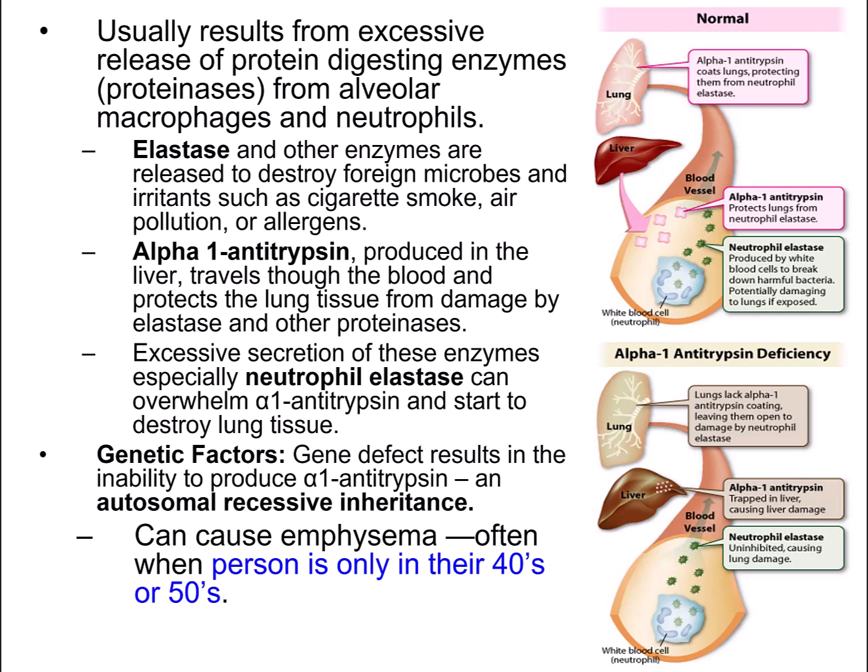Anytime you have a protein being produced, there's a chance of having a genetic disorder. In this case, if somebody has two bad genes for making alpha-1 antitrypsin, then they're deficient in alpha-1 antitrypsin. Since it takes two bad genes, we call it an autosomal recessive disorder. This is where you can see an individual developing emphysema often in their early 40s and 50s, a lot earlier than you would expect somebody to develop emphysema, especially if they're smoking cigarettes. But they could be deficient in alpha-1 antitrypsin. You want to make sure you star that term, alpha-1 antitrypsin.